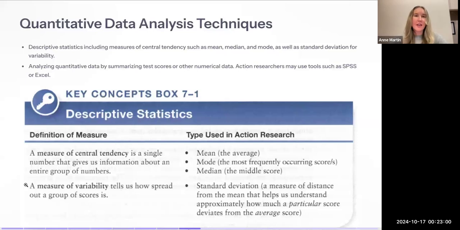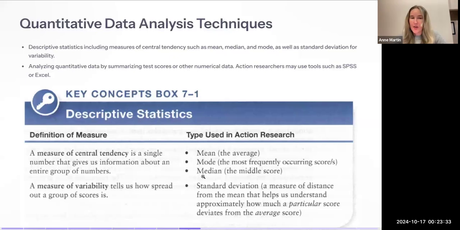Central tendency is about, when you have a data set, like let's say students took a quiz, describing the middle of that data. The three types that we are talking about are mean, which is the average, mode, the most frequently occurring, and median, the middle score. Those are three different ways to talk about the midpoint.